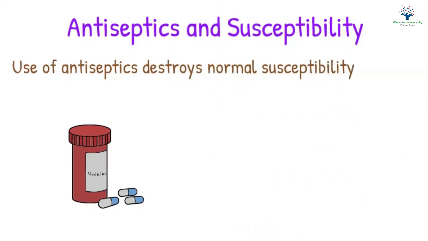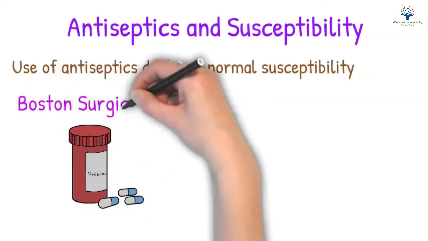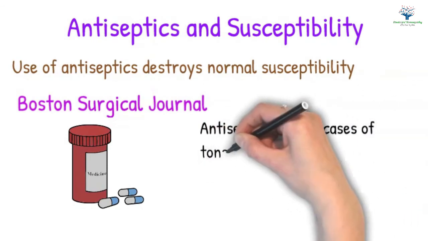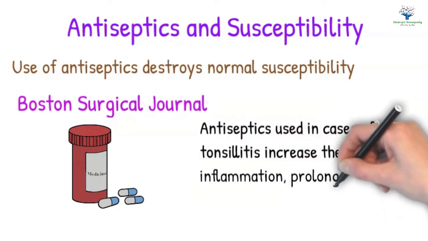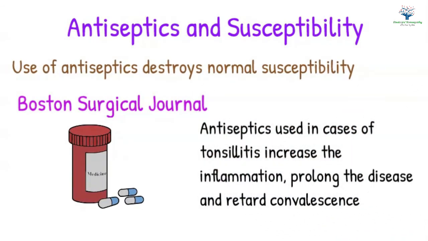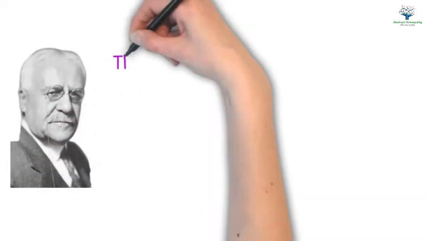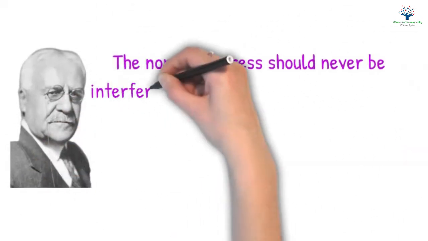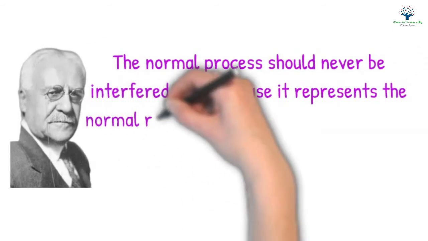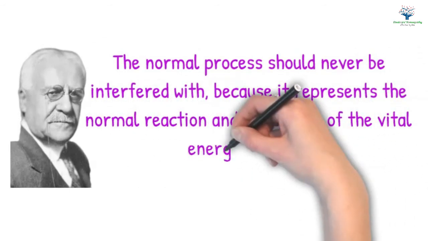He quotes the Boston Surgical Journal and tells that antiseptics used in cases of tonsillitis increase the inflammation, prolong the disease and retard convalescence. He explains with different other illustrations and explanations how antiseptics destroy natural susceptibility. So, Roberts tells that the normal process should never be interfered with because it presents the normal reaction and resistance of the vital energy, and it is nature's method of protecting the organism.